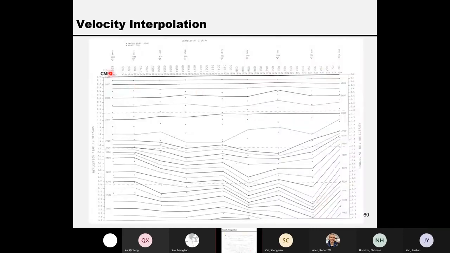Finally, you do the picking every 200 meters, so you have picking points, and your velocity can be horizontally linked to generate a smooth velocity model. This velocity model can be used for the NMO correction. For example, for a CMP in the middle here, you see the linear interpolation. So you take a velocity here, and use the local velocity for NMO correction, right?